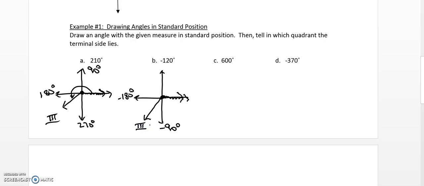All right. 600 degree angle. I'm going to save this one for you guys to do in class. So this one, do in class. Your teacher will do this in class with you.